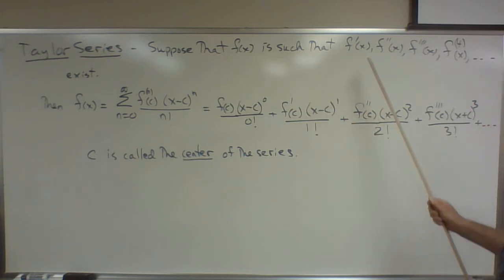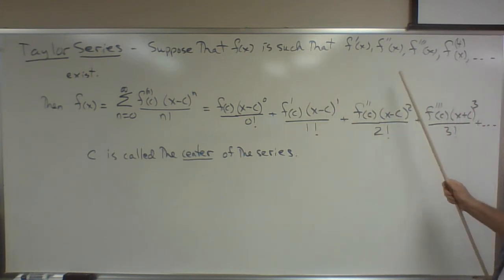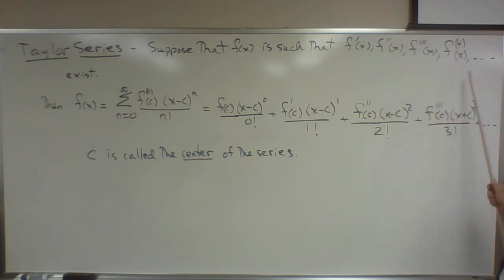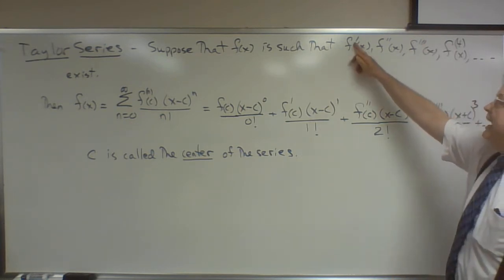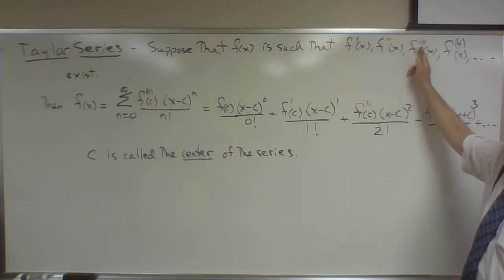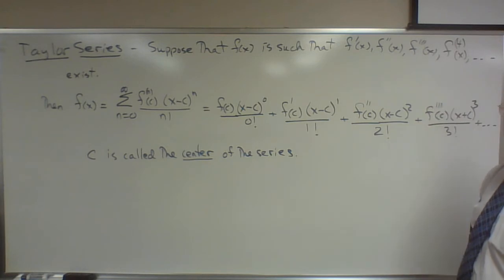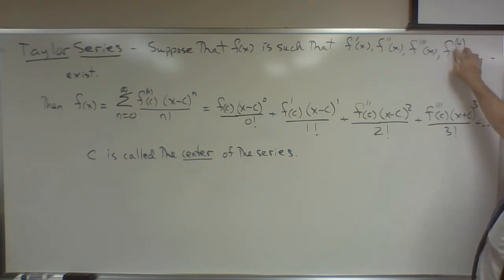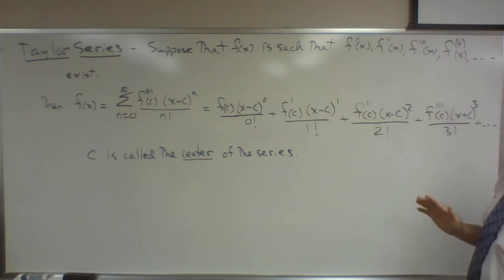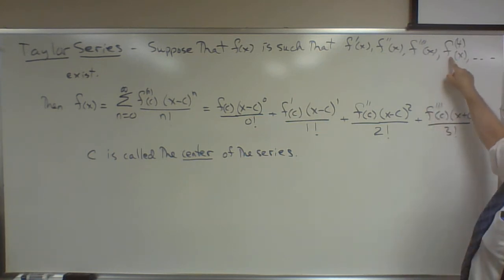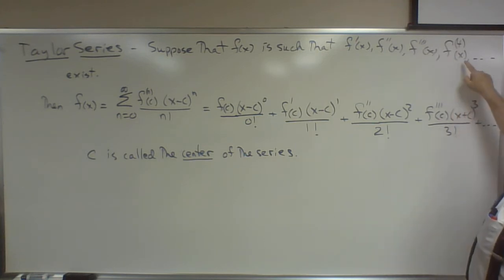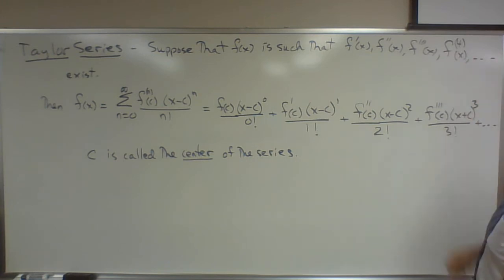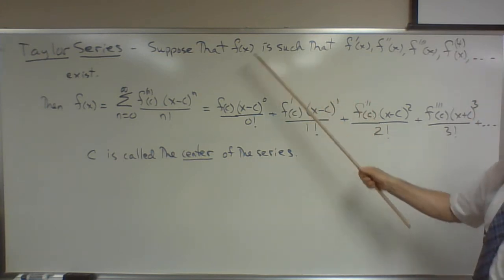Suppose that f of x is such that all of its derivatives exist. First derivative, second derivative, third derivative, fourth derivative, fifth derivative, and so forth. By the way, when we use the prime notation for the derivatives, we stop at the third derivative. After that, this notation becomes very cumbersome and hard to interpret. So for the fourth derivative on, we put the order of the derivative, in this case 4, in parentheses. If we were using the prime notation, this would be the same thing as f quadruple prime. So fourth derivative, fifth derivative, sixth derivative, and so forth. All of the derivatives of f of x exist.